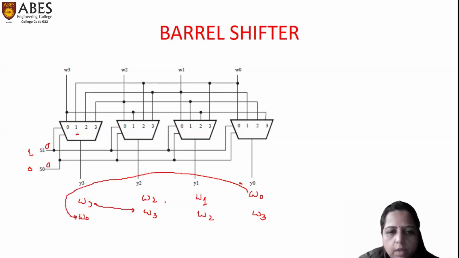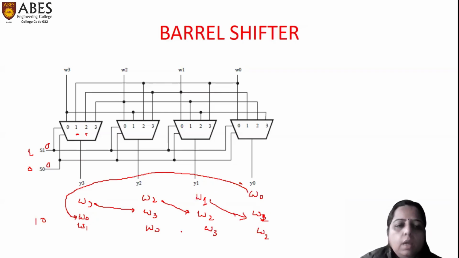W3 is shifted here. W2 is shifted here. W1, sorry, this should be W1. W1 is shifted at this place. If I have 1 0 as the input, then the second input will be selected and Y3 will be equal to W1. This will be equal to W0. This will be equal to W3 and this will be equal to W2. So again, there is a cyclic shift in this. So this is the way the barrel shifter is going to work.